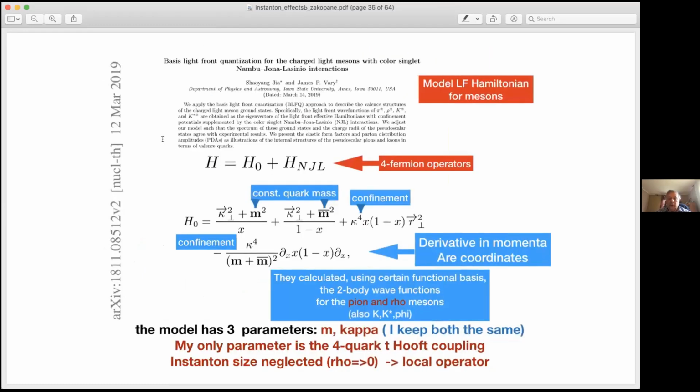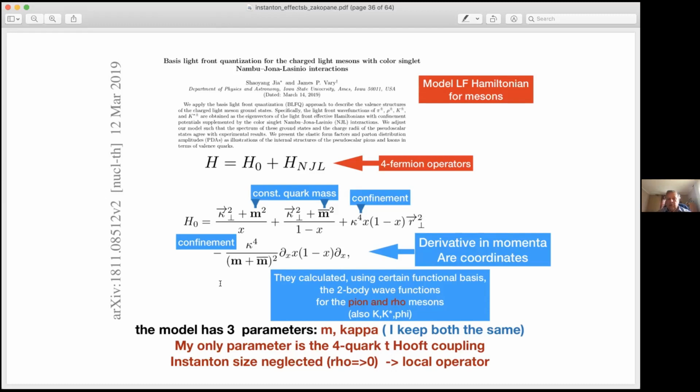Now I need to explain how this wave function thing works. I start with a very generic wave function, which was proposed by Jia and Vary a couple of years ago. So what does it have? It has an initial Hamiltonian, which contains transverse momentum squared plus m squared, divided by x. m would be some constituent quark mass. For reference, they just take 350 MeV here. And then there is a second parameter kappa, which is related to transverse confinement. For some reason, they wanted confinement to be quadratic in coordinate, not linear. But that's just for technical reasons. You can work with linear too.